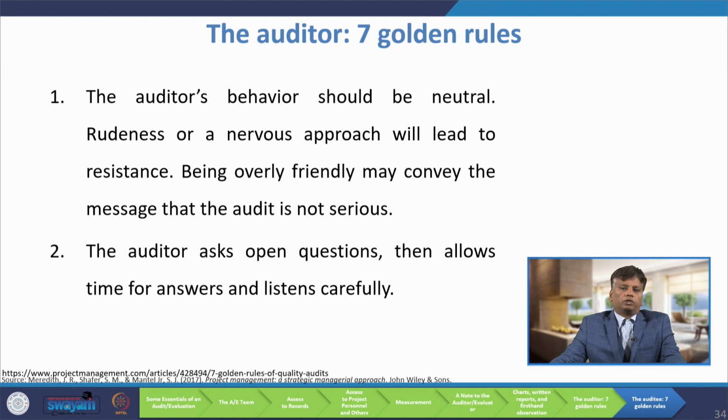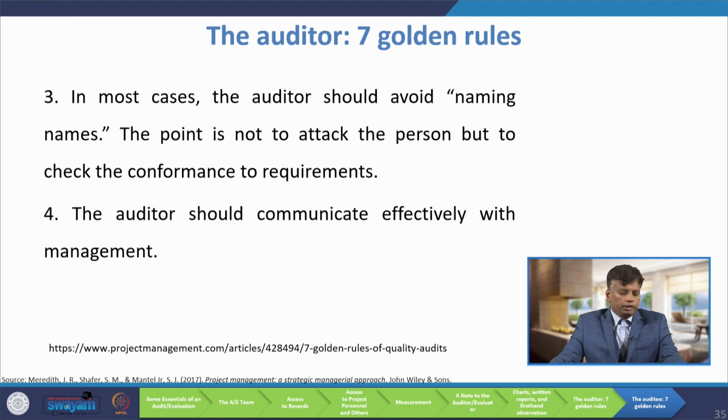Now, we will discuss the 7 golden rules for an auditor. So, the auditor's behavior should be neutral. Rudeness or a nervous approach will lead to resistance. Being overly friendly may convey the message that the audit is not serious. The second rule is the auditor asks open questions, then allows time for answers and listens carefully. The third rule is in most cases the auditor should avoid naming names. The point is not to attack the person, but to check the conformance to the requirements.